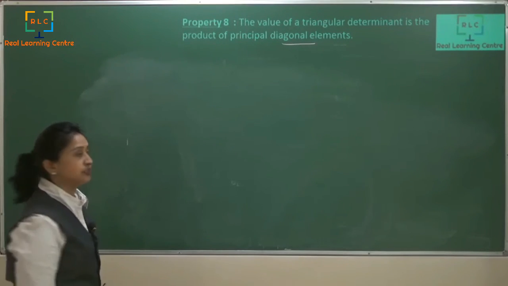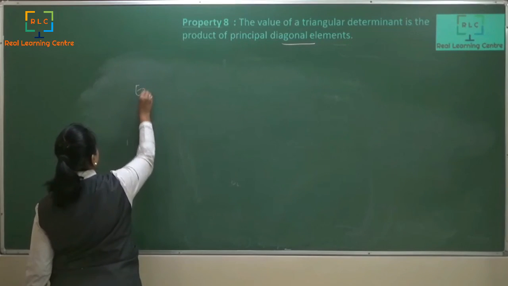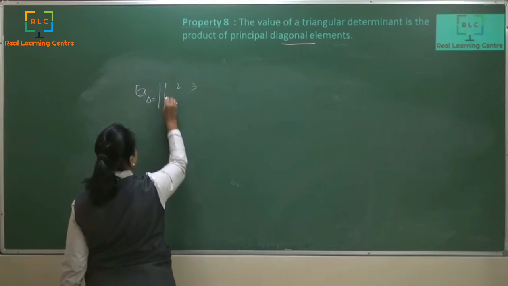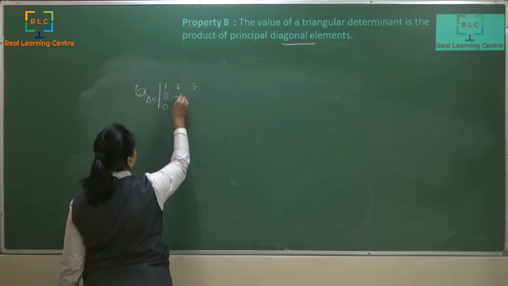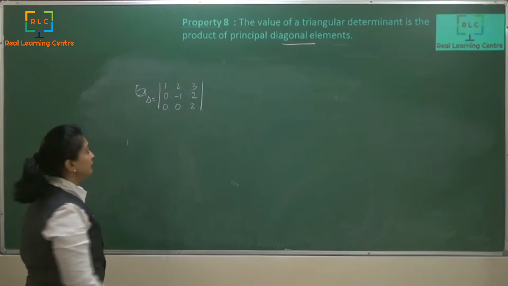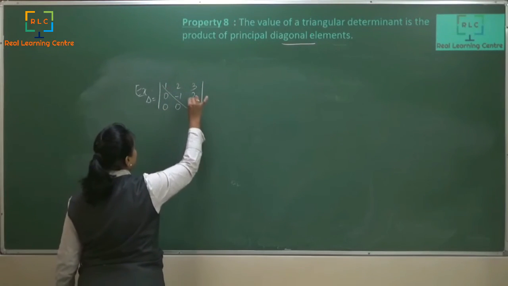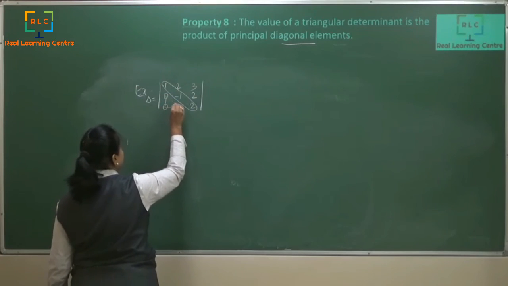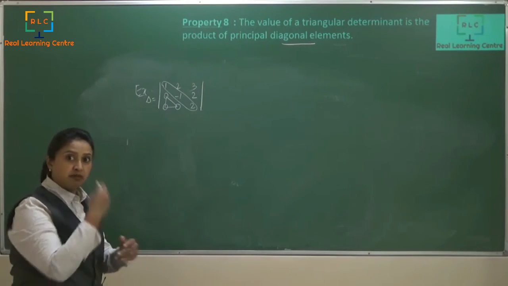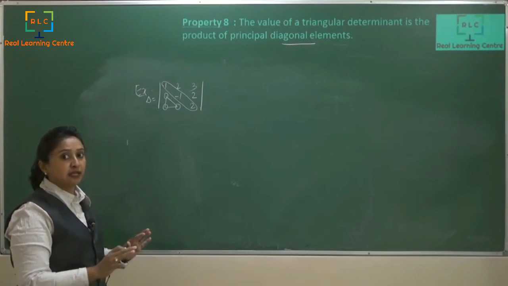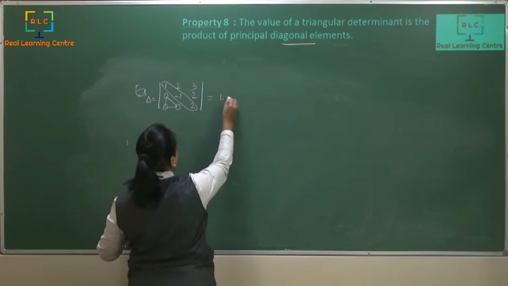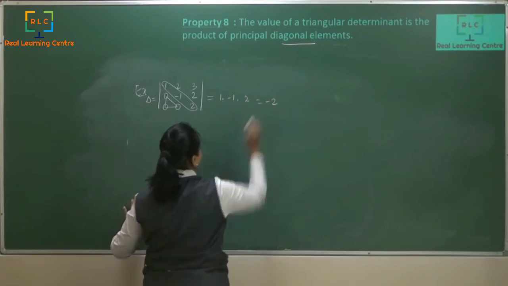And the next one: the value of a triangular determinant is the product of the principal diagonal elements. What is the meaning of this? Again I'll go for a numerical example first. Delta is equal to, if you have 1, 2, 3, here the lower triangle will be 0, and you have minus 1, 2 and this will be 2, suppose. What is the value of this determinant? It will be the product of the PD elements. This is called a triangular determinant because the lower triangle elements are all equal to 0. Irrespective of the upper triangle elements being anything, the determinant value will be the product of the PD elements. So delta will be equal to 1 into minus 1 into 2, which is equal to minus 2.